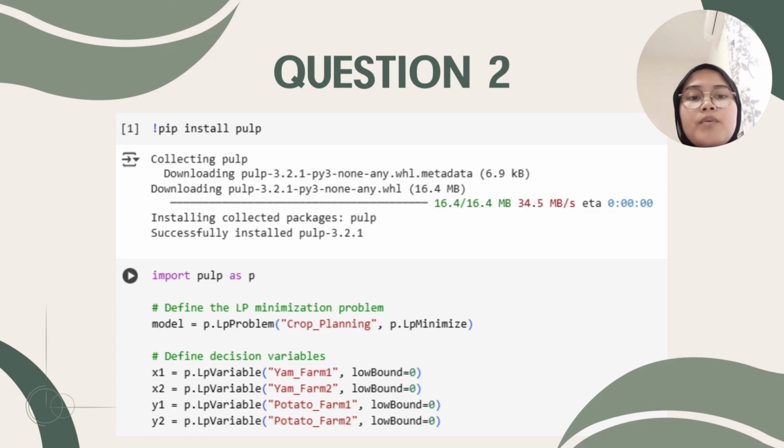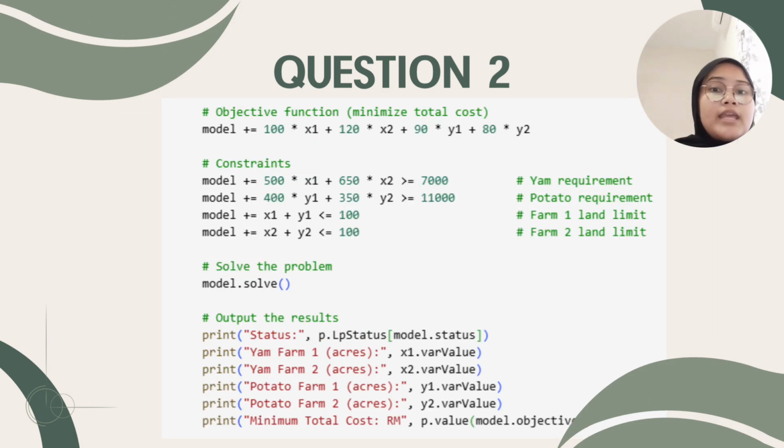And then each variable must be more than or equal to 0. In line 10, it's the objective function, where we want to find the minimized cost, where the total cost is equal to 100 times the yam on farm 1 plus 120 times the yam on farm 2 plus 90 times the potato on farm 1 plus 80 times the potato on farm 2.